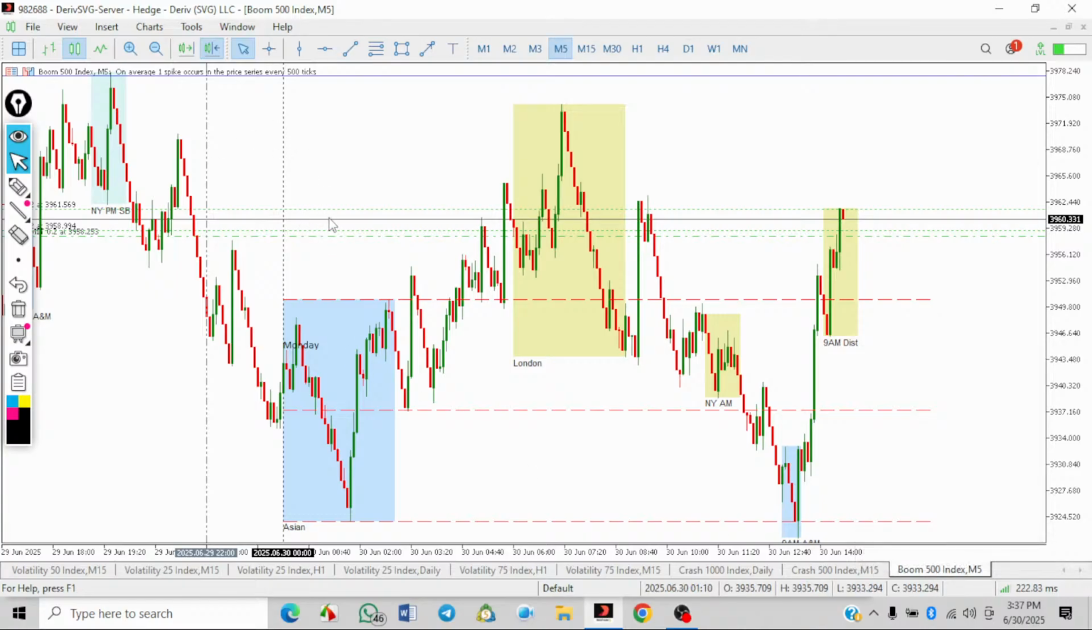Okay, so at least we can expect a retracement, a reaction at this area here to take out. Don't forget we have this. So this is an equal high.